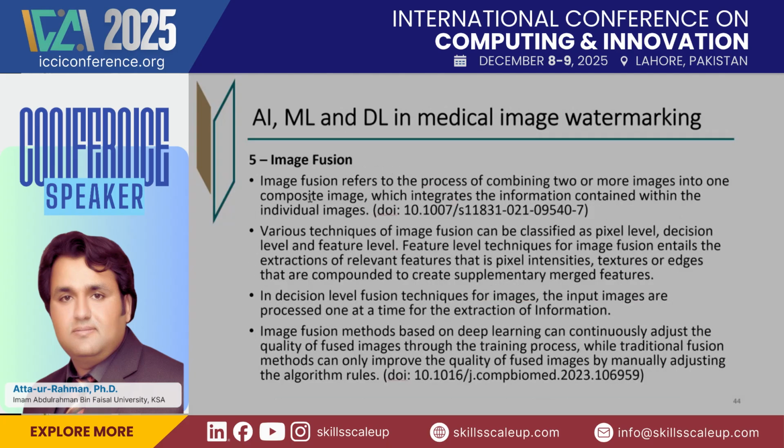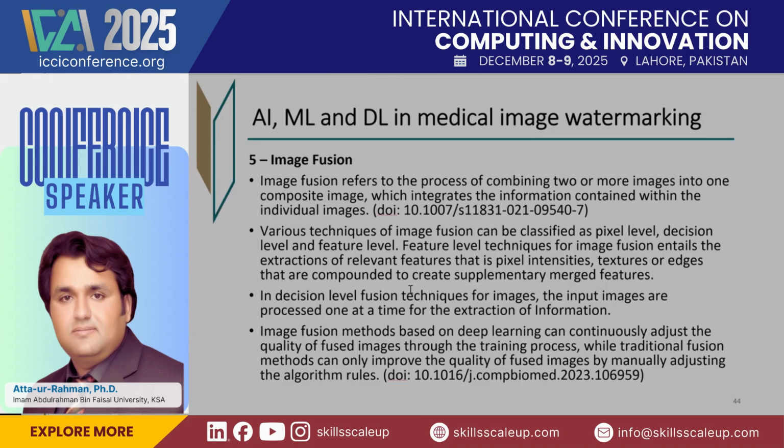In terms of image fusion, we refer to the process of combining two or more images into one composite image which integrates the information contained within the individual images. So various techniques of image fusion can be classified as pixel level, decision level, and feature level. For instance, feature level techniques for image fusion entail the extraction of relevant features, that is pixel intensities, textures or edges that are combined to create supplementary merged features in this regard.